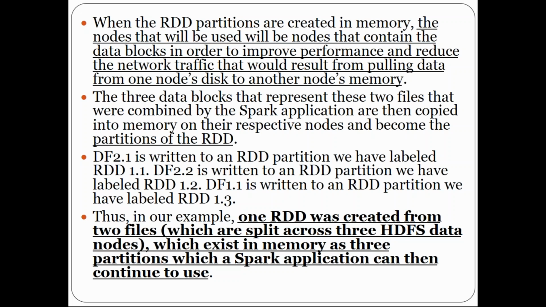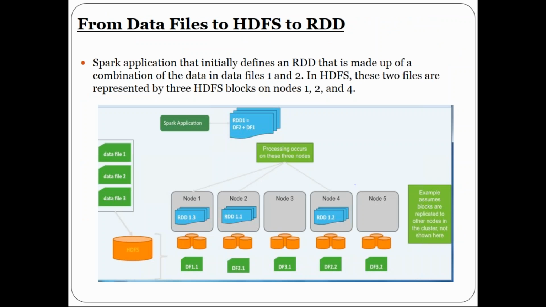In our example, one RDD was created from two files which are split across three HDFS data nodes, and exist in memory as three partitions. Why three partitions? Because one of your files is split into 2 blocks, and for each block you have 1 partition. So your 2 files are read from 3 blocks, and you have 3 partitions created for in-memory processing of your RDD. Now this diagram should give you a clear picture of how your driver will communicate with your Spark cluster in terms of processing the data. If you don't understand this concept, there's no point in moving forward.